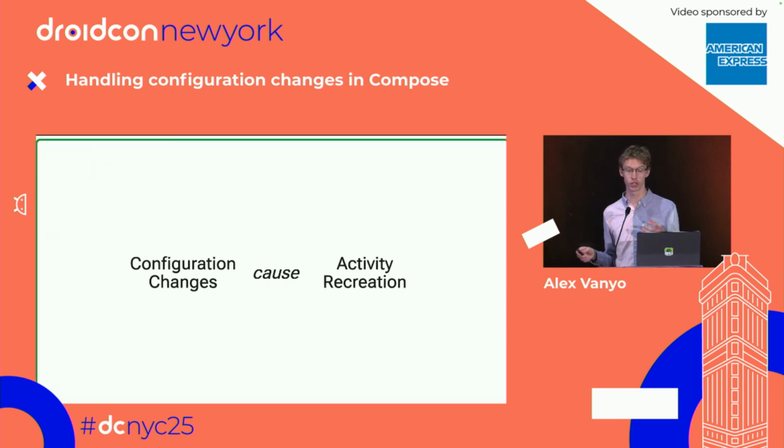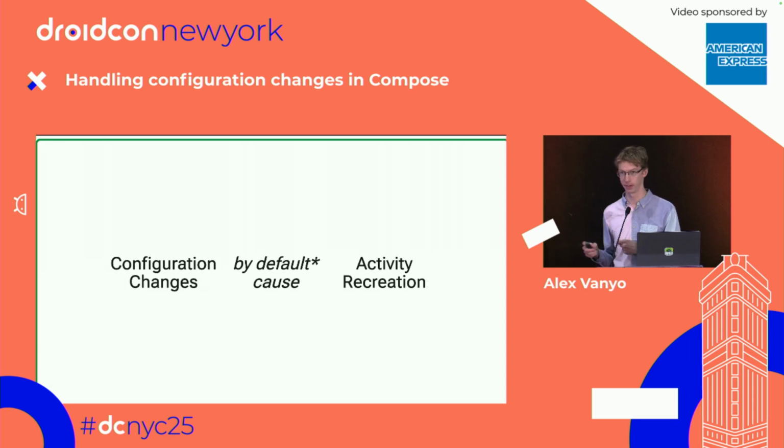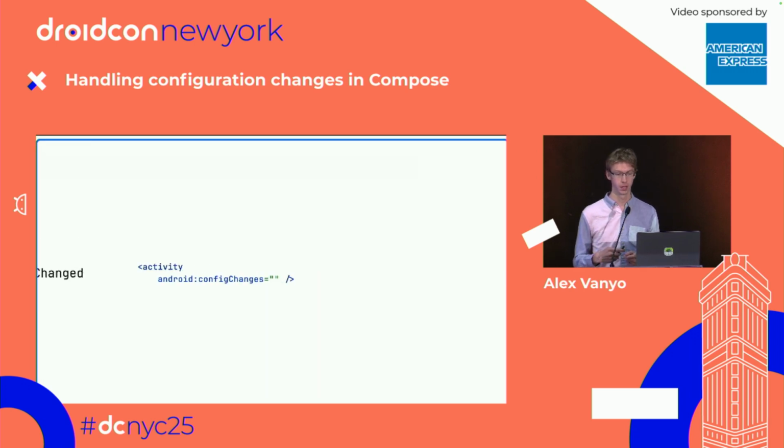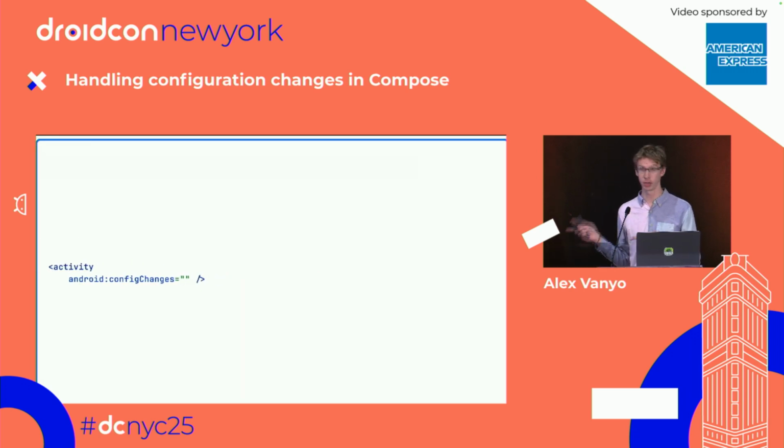Like I mentioned, configuration changes by default cause activity recreation. And this is a thing that you as an app developer can control. Specifically, there is an Android config changes manifest value that you can add, and instead of causing recreation, these configuration changes will instead cause your on-configuration change callbacks to be called. So let's look at what that looks like in your manifest.